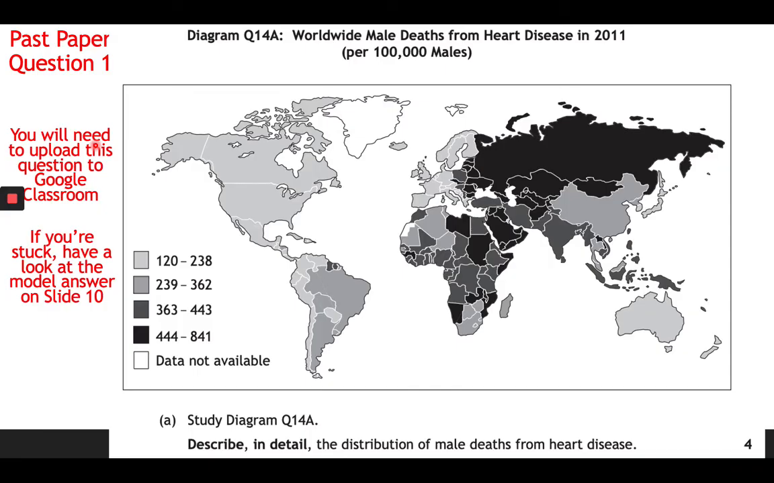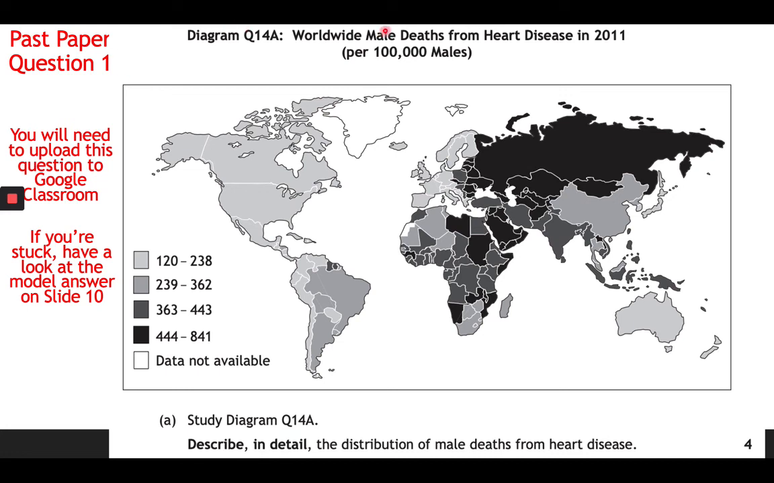So this is going to be your first past paper question that I would like you to complete. So this will be due on Friday, and you're going to have to upload it onto Google Classroom. So you can either type it out and upload it in a document, you can just type it straight into the answer box, or you can handwrite it, take a photo of it and submit it. If you're stuck, have a look at the model answer on slide 10. Go back and have a look, and it will give you an example of how to write that answer out.